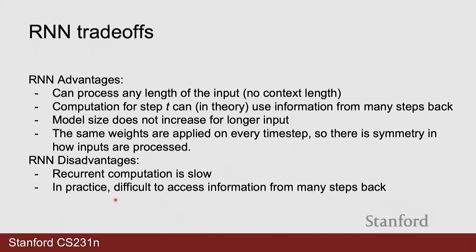And then in practice, it's actually difficult to access information many time steps back, because we have a fixed size hidden state and we're trying to cram all the information into it. So you'll eventually lose some information as your sequence goes longer and longer.